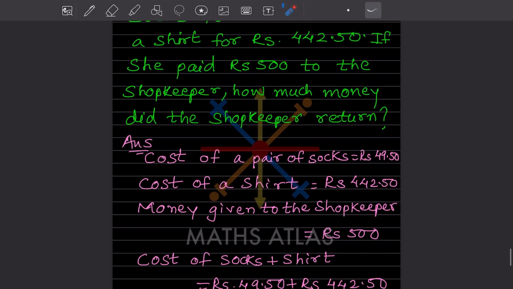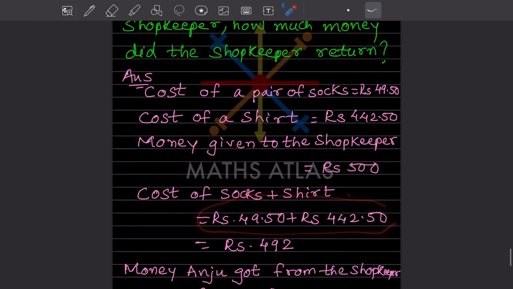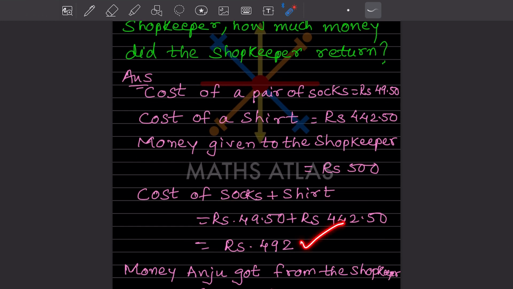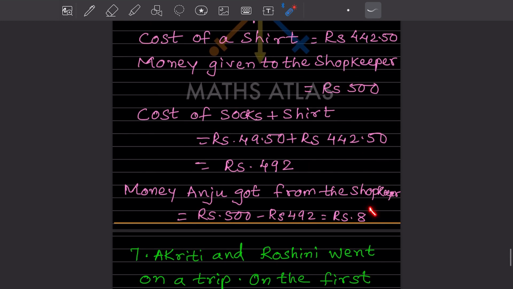So the cost of the shirt plus the socks will be how much? First we have to see. That is 492 rupees. The money given is 500. From that 500, what are you going to do? You are going to subtract this one. So you get the answer as 8.